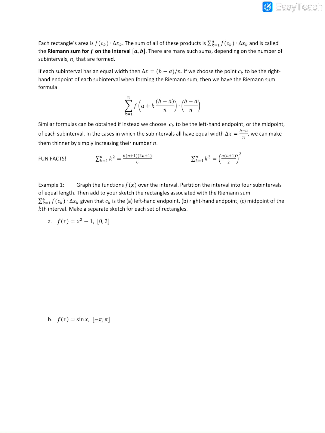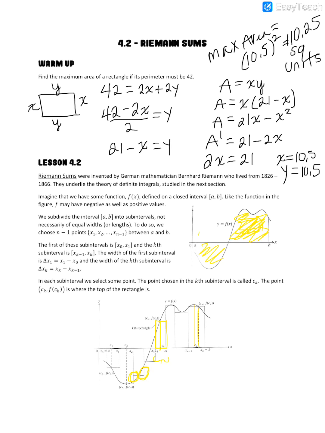If each subinterval has an equal width, then the change in x is b minus a divided by n. Okay, so now we're saying instead of having all these random rectangles with random widths, let's make them the same. So if I'm going from a to b, I want n rectangles. I'm just going to take that difference, cut it into n equal pieces, and I'm going to make all my rectangles exactly the same.